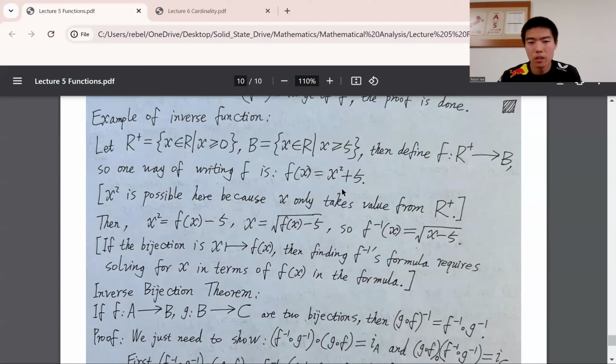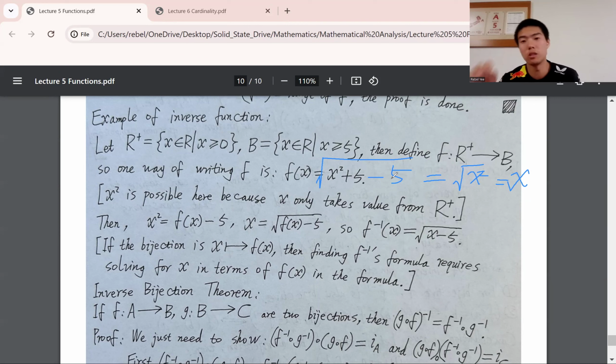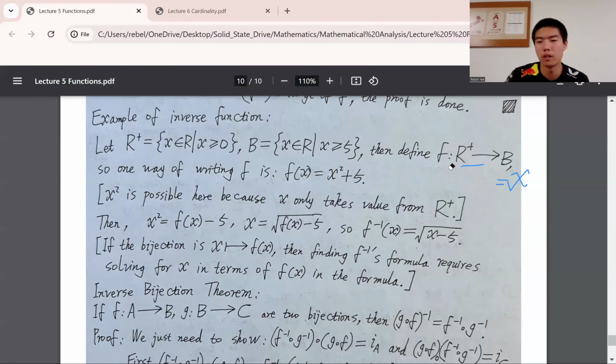First taking f, x becomes x squared plus 5, and now taking the inverse function, which is the square root of minus 5, right? And this becomes 5 minus 5, which is 0, the square root of x squared, which is x. In this case it goes to 5 at the least, and now minus 5 means it goes to 0 again, which is the non-negative set. So this proves it is really the inverse function.